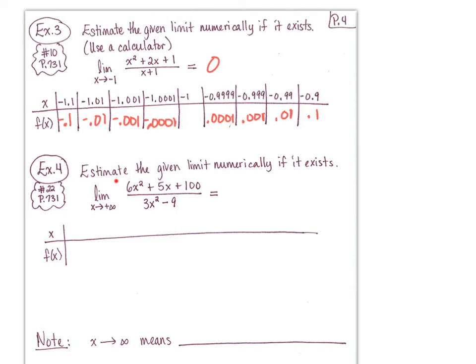So now in example 4, let's estimate the given limit numerically if it exists. We have the limit of 6x squared plus 5x plus 100 divided by 3x squared minus 9 as x approaches positive infinity. So here we want to choose values of x that are getting larger without bounds. So we'll do 10, 100, 1,000, 10,000, and then 100,000.